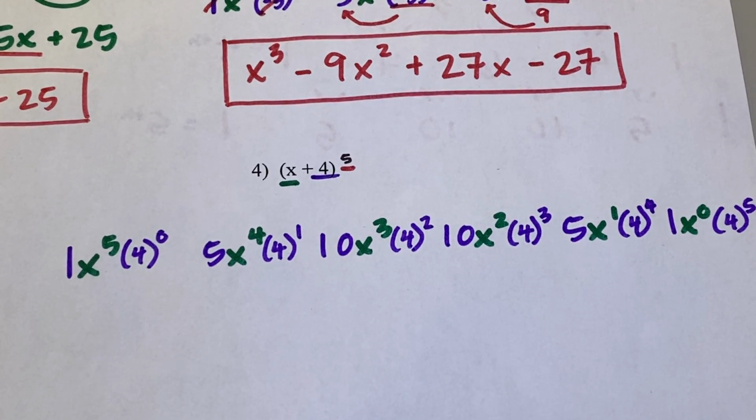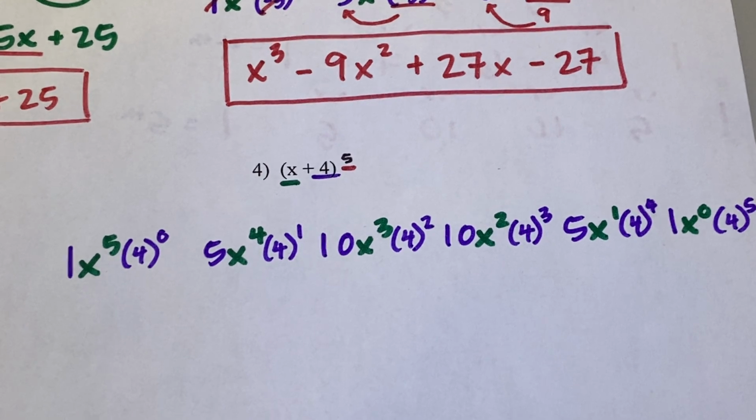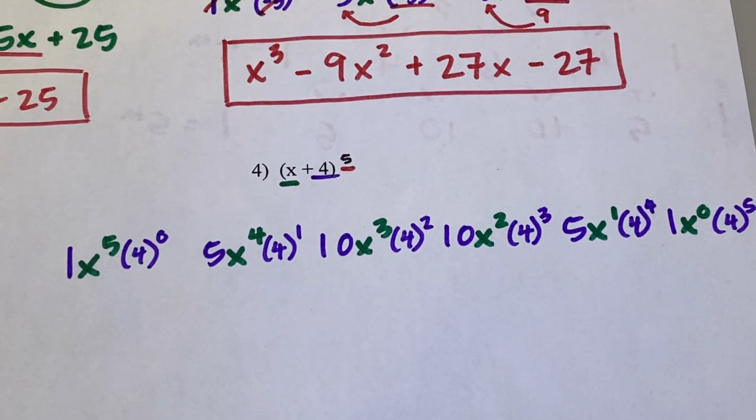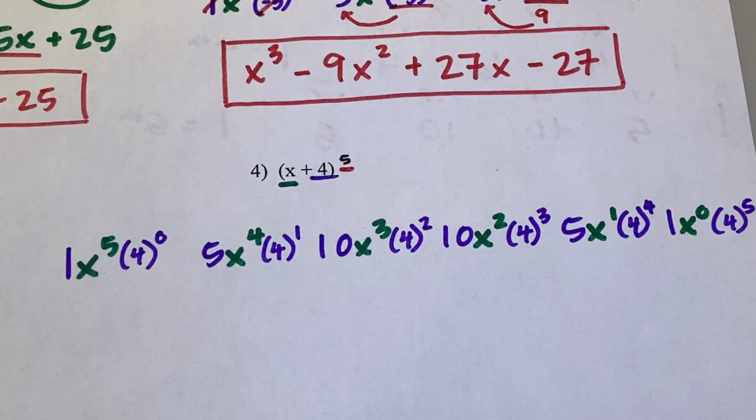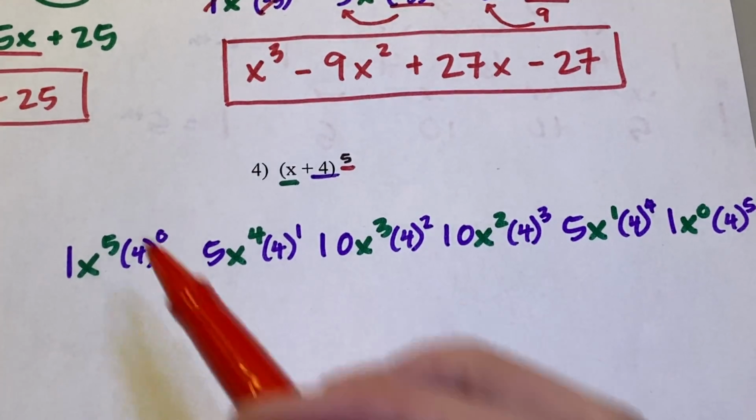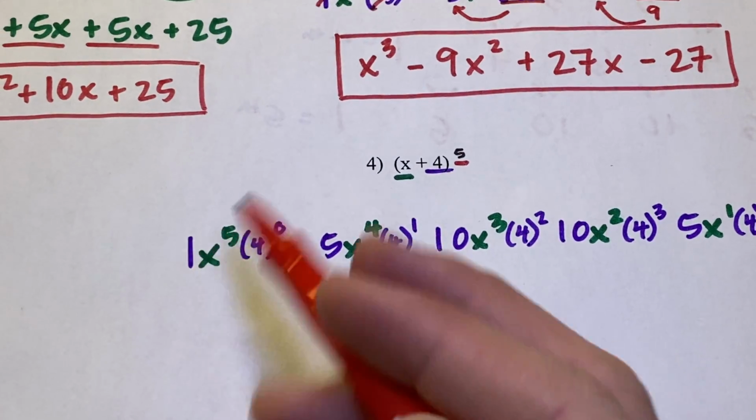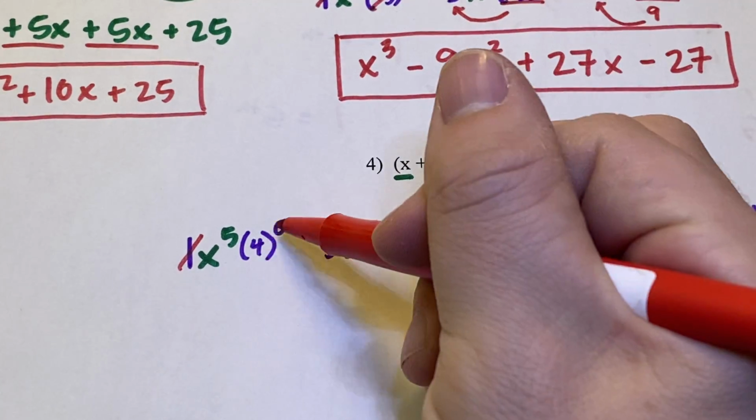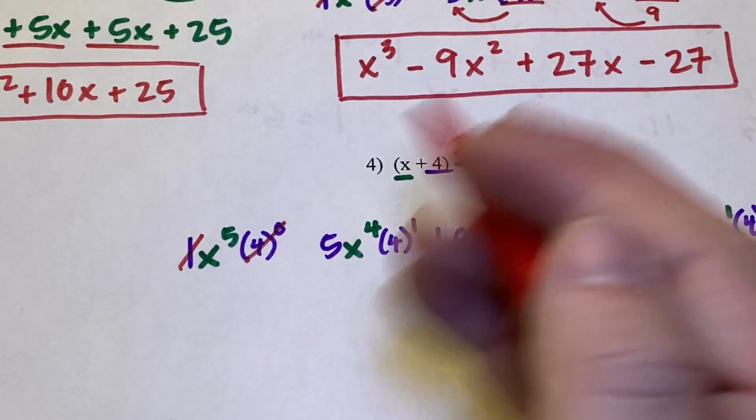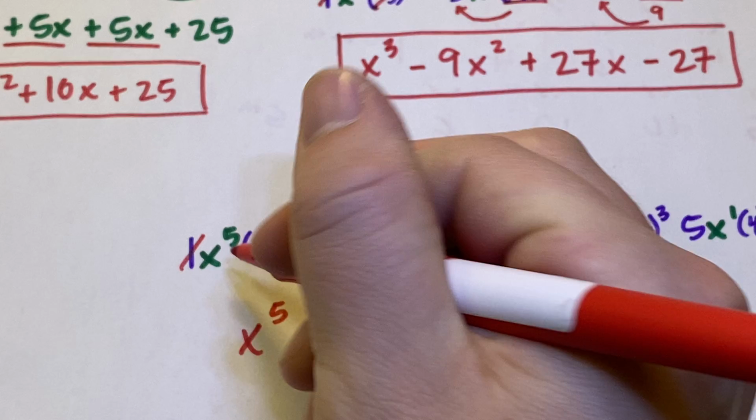Whew. It's a lot of mumbo jumbo. Okay, let's figure out what each term is, right? Just multiply all those little pieces to get your terms. So my first guy right here. We don't care about 1 and we don't care about 4 to the 0 because that's just 1 as well. So we're just left with x to the 5th.